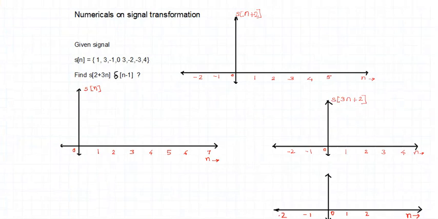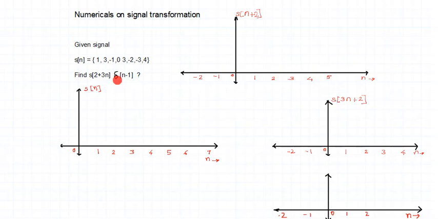Now here, the next question is, you have been given a signal s[n] and you have been asked to first of all obtain s[2+3n] and multiply this particular signal with delta[n-1]. This is the given task. Now here we will be doing the problem together. Let us do this particular problem together.